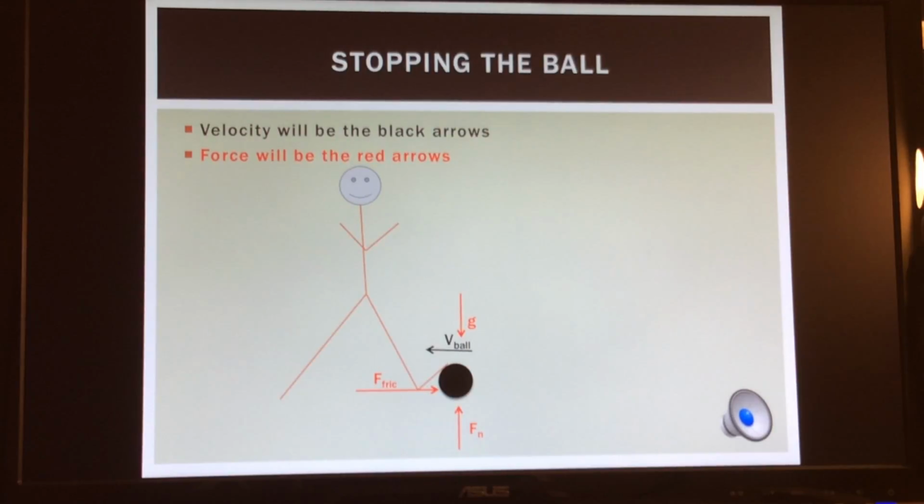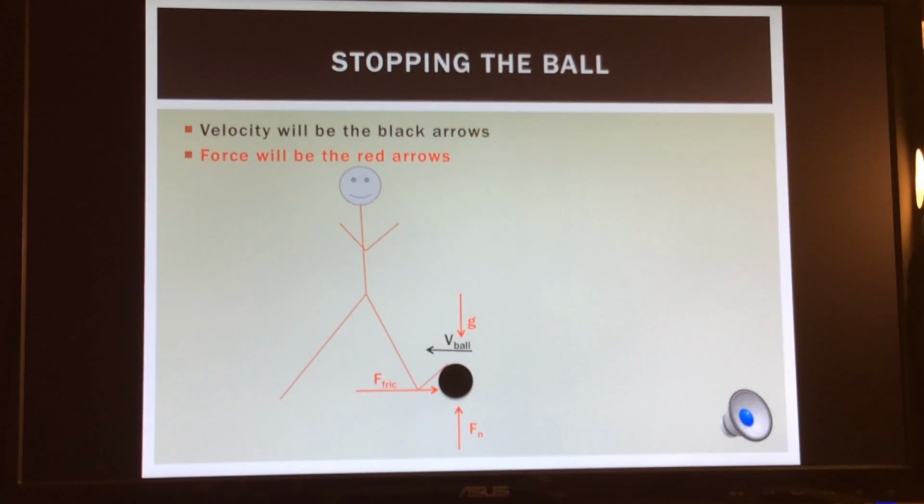As the ball is rolling into his foot, there is the force of gravity on the ball, as always, and there is also the normal force. The velocity vector is going in the direction in which the ball is rolling, and the force of friction is going against the way that the ball is rolling. Since the ball is rolling toward his foot, as soon as the ball starts to touch his foot, the friction from the cleat and the friction from the ground will cause the ball to come to a complete stop.